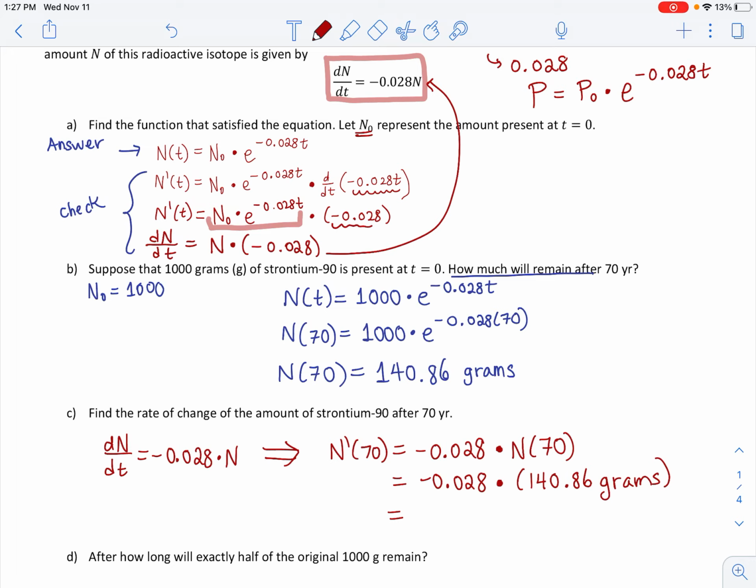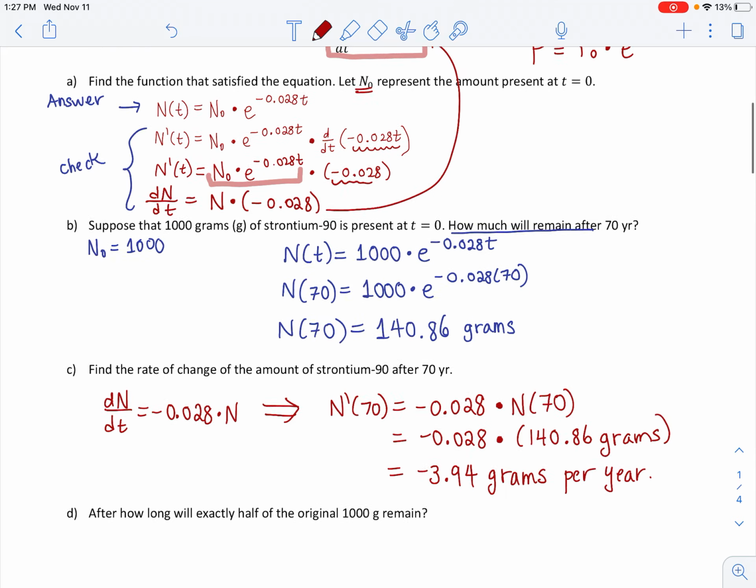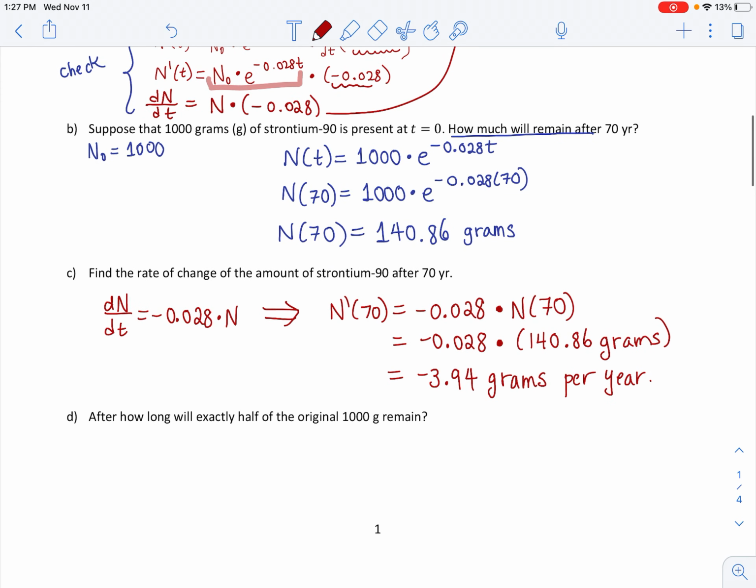Okay, grabbing my calculator, negative 0.028 times 140.86. That comes out to be negative 3.94. There's more, but I'm just going to round it however I like. Negative 3.94 grams per year. So you see this is a negative, right? So after 70 years, it is going down about 4 grams per year. Okay. Alrighty. Let's take a look at the last one.